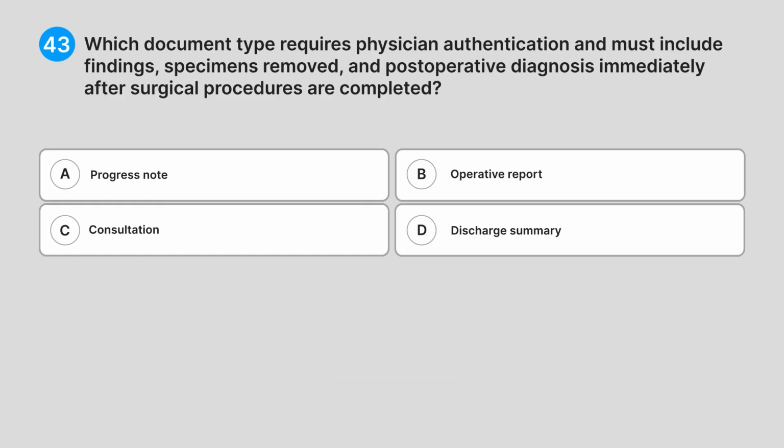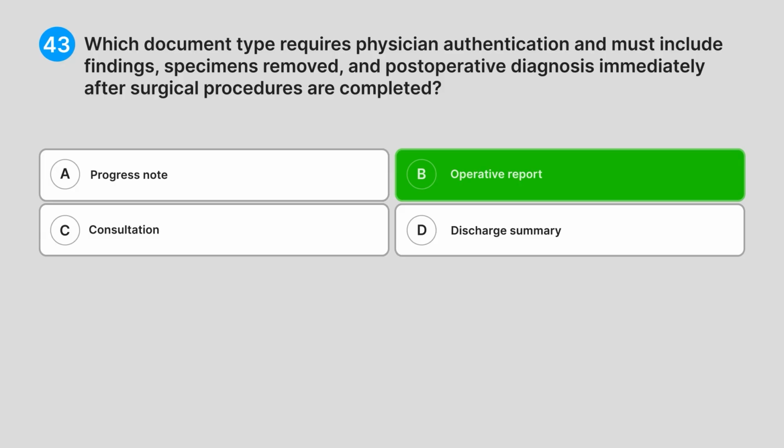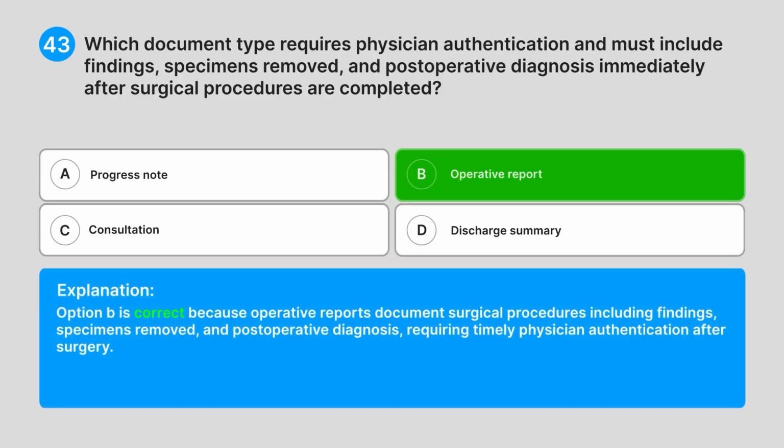Correct answer, B. Operative report. Explanation: option B is correct because operative reports document surgical procedures, including findings, specimens removed, and post-operative diagnosis, requiring timely physician authentication after surgery.